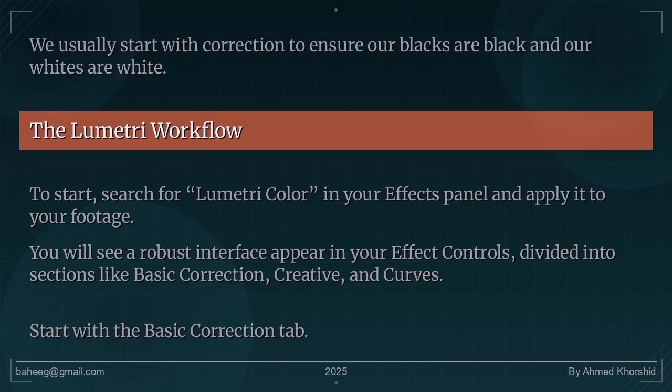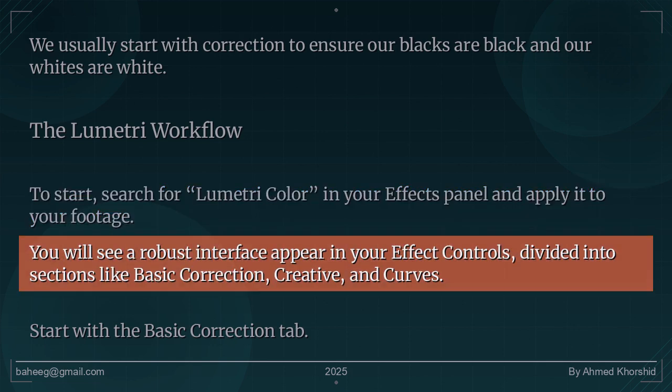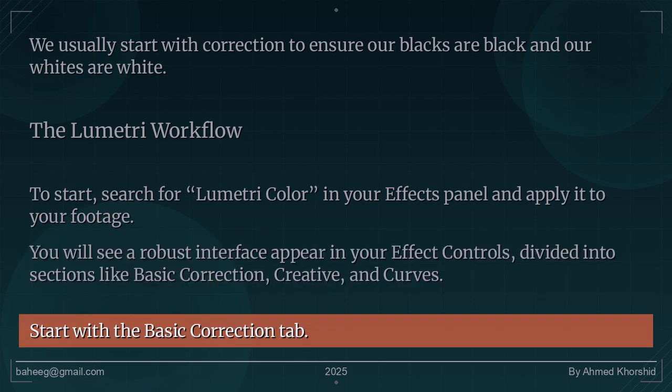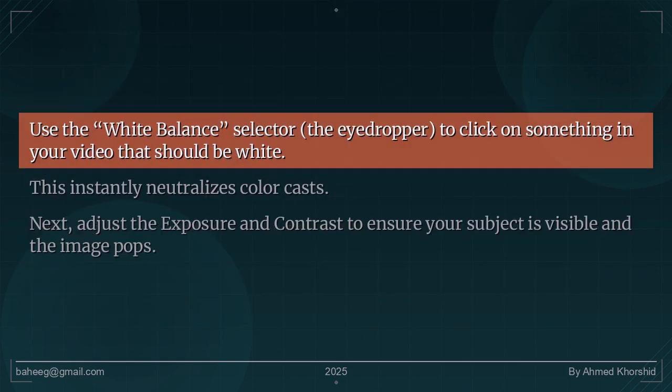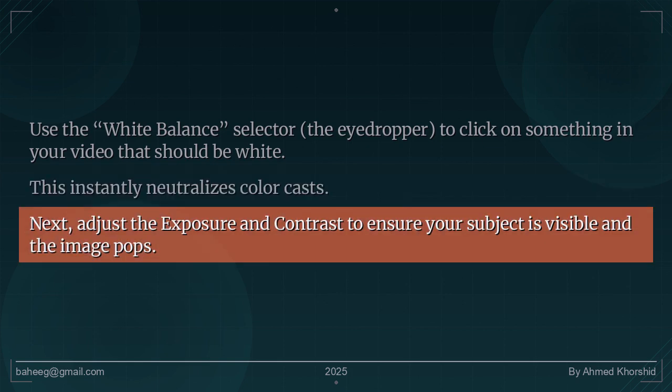The Lumetri workflow. To start, search for Lumetri Color in your Effects panel and apply it to your footage. You will see a robust interface appear in your Effect Controls, divided into sections like Basic Correction, Creative, and Curves. Start with the Basic Correction tab. Use the white balance selector, the eyedropper, to click on something in your video that should be white. This instantly neutralizes color casts. Next, adjust the exposure and contrast to ensure your subject is visible and the image pops.